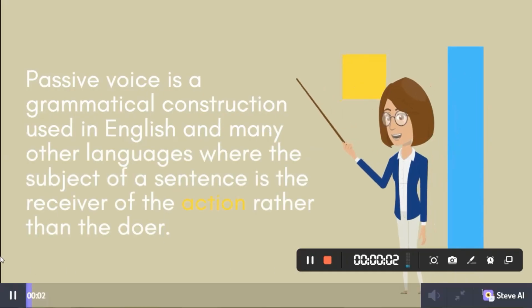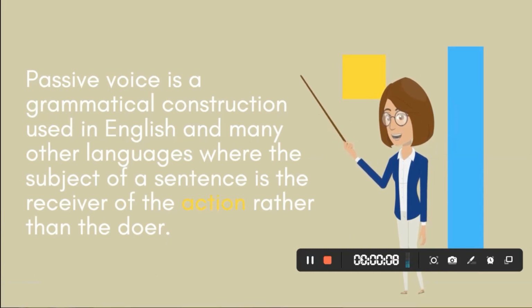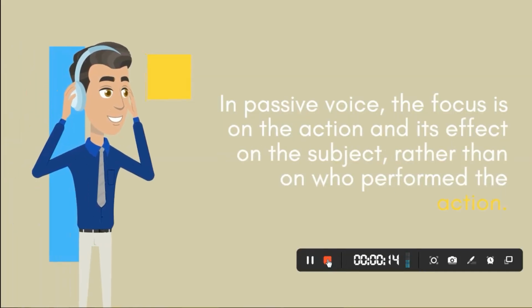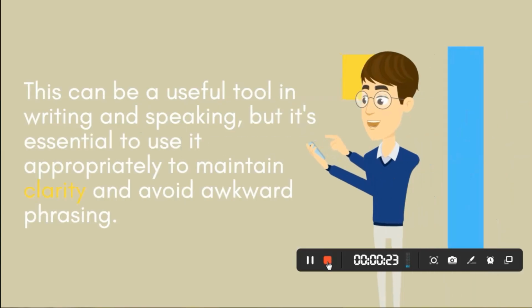Passive voice is a grammatical construction used in English and many other languages where the subject of a sentence is the receiver of the action rather than the doer. In passive voice, the focus is on the action and its effect on the subject, rather than on who performed the action. This can be a useful tool in writing and speaking, but it's essential to use it appropriately to maintain clarity and avoid awkward phrasing.